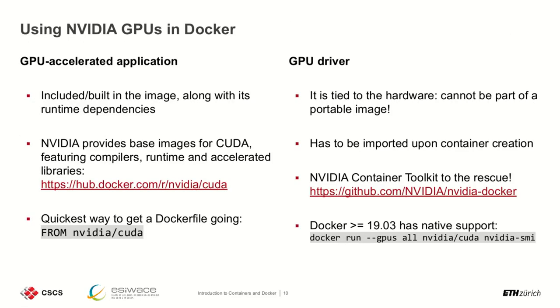So when we want to use NVIDIA GPUs in Docker, we have to consider two components. The first one is the GPU accelerated application, which, unsurprisingly, as we do with all other applications, has to be included in the image when building it, along with its runtime dependencies. This includes, of course, the CUDA toolkit and the CUDA runtime libraries.